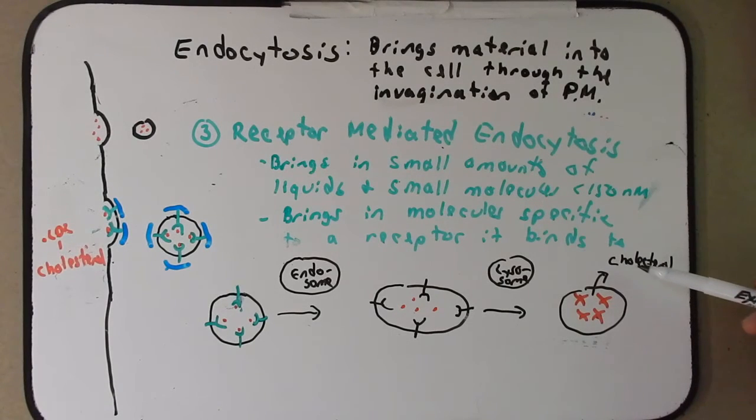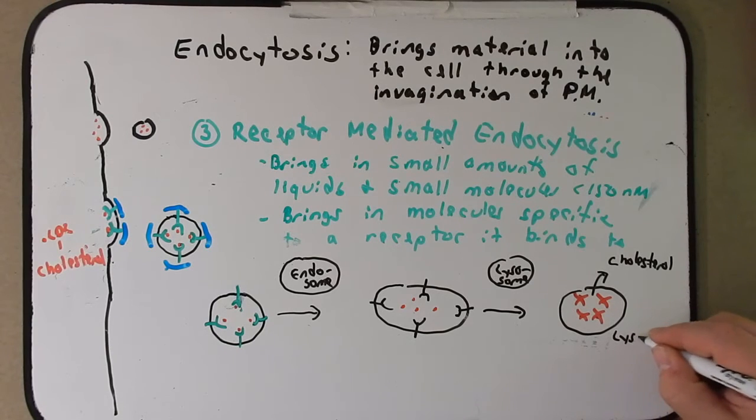Remember earlier in the semester we talked about how this can become a component of the membrane, which is helpful in maintaining a constant fluidity of the membrane. So that occurs here in this lysosome.